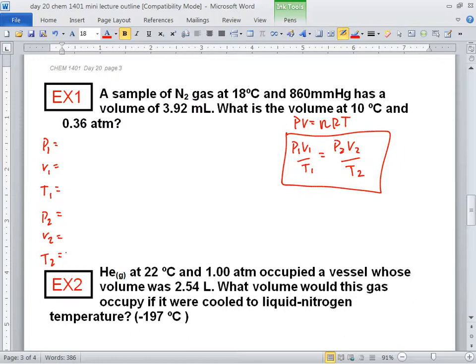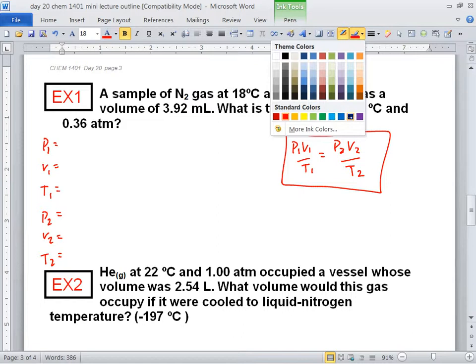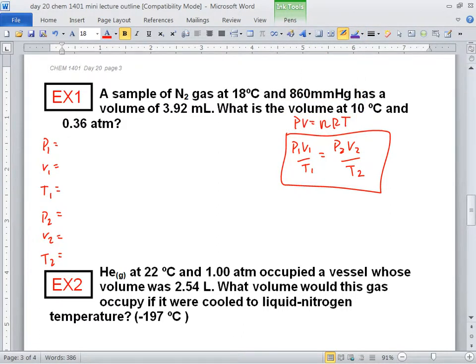Okay, so Megan, can you identify some of these variables for me? Pressure one is 860 millimeters. Volume one is 3.92 milliliters. Temperature is 18 degrees Celsius. Let's just identify stuff first. Volume two, we're looking for that, so let's put a question mark by it. Pressure two is 0.36 atmosphere, and temperature two is 10 degrees Celsius.